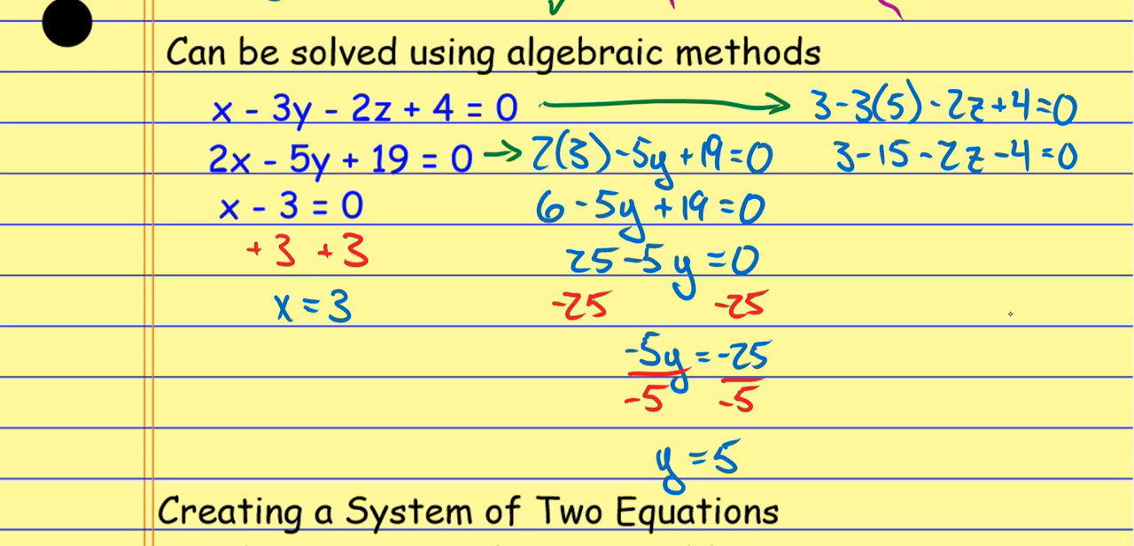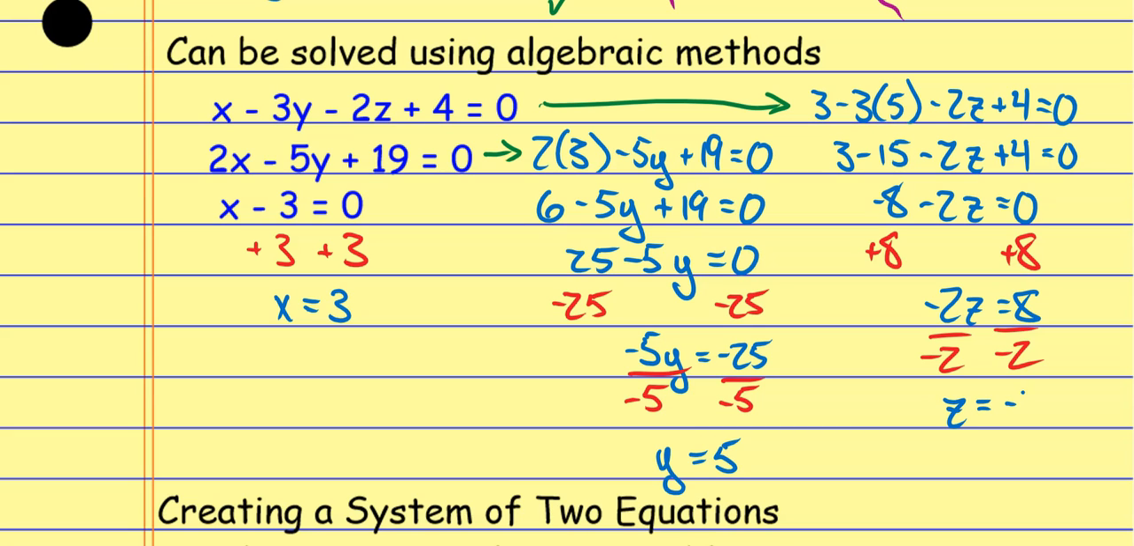Once again, I combine like terms. Sorry, I missed my plus sign here. So that gives me a negative 8. And I'm going to add the 8 to each side. And divide by that negative 2. So I end up with z equals a negative 4.